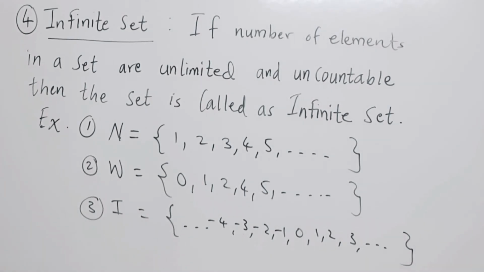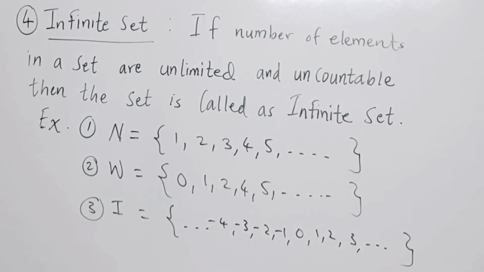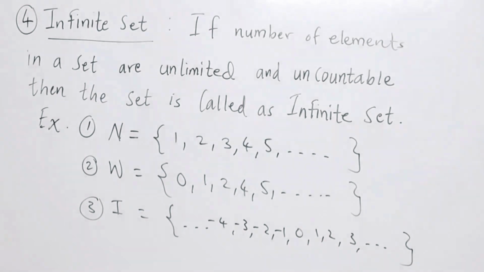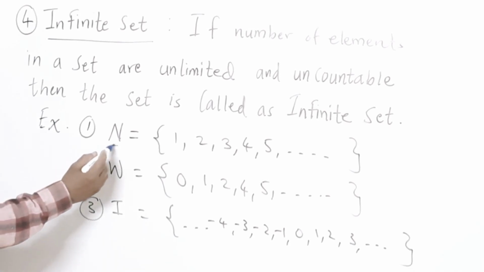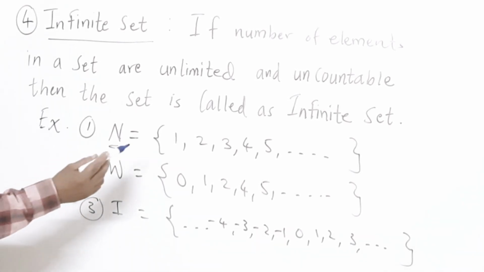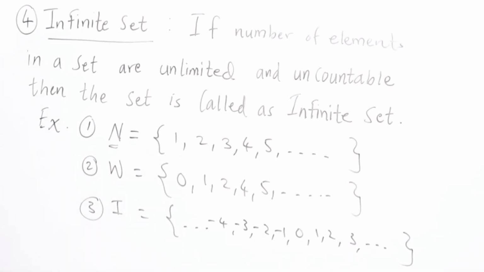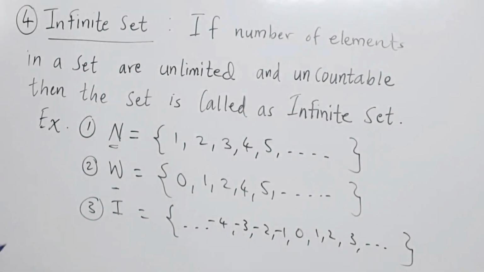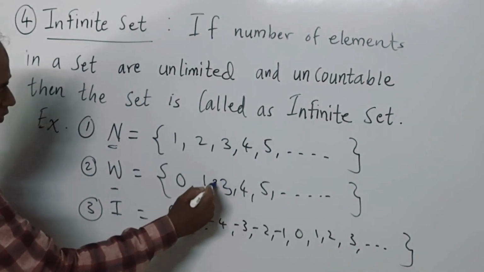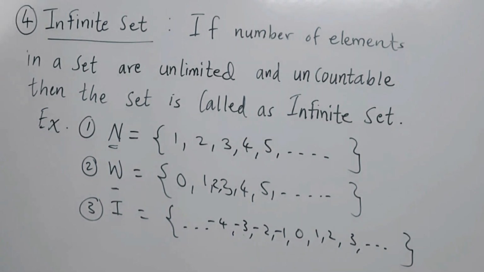Fourth type of set, infinite set. If the number of elements in a set is unlimited or uncountable, then the set is called an infinite set. The elements we cannot count, such a type of set is called an infinite set. So here are examples of infinite sets: the set of natural numbers 1, 2, 3, 4, 5 and so on, uncountable. The set of whole numbers 0, 1, 2, 3, 4, 5, is an infinite set.